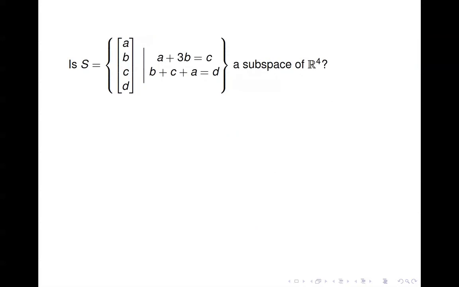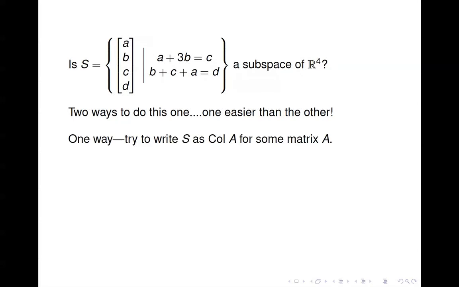How about this set, is this set a subspace of R4? So we've got all vectors A, B, C, D that satisfy these two equations. There's actually two ways we could go about doing this using what we've learned in this section. One is easier than the other. Let's take the hard way first.